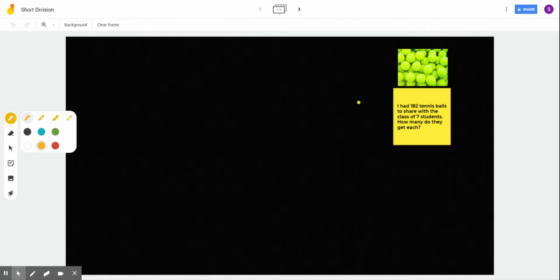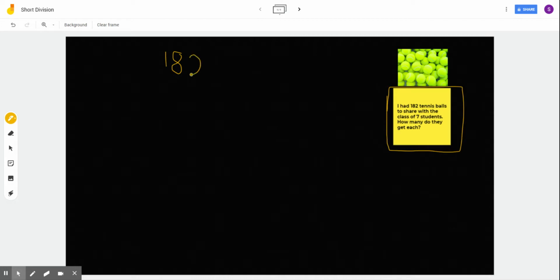So I've got an example question over here, and it is, if I had 182 tennis balls to share with a class of 7 students, how many do they each get? So it's about, division's all about sharing. We're going to do this as a short division problem. So I've got 182 tennis balls and I want to divide them or share them between 7 students, and I'm trying to work out how many each person would get. So that's the unknown here. That's what we're going to try and work out.